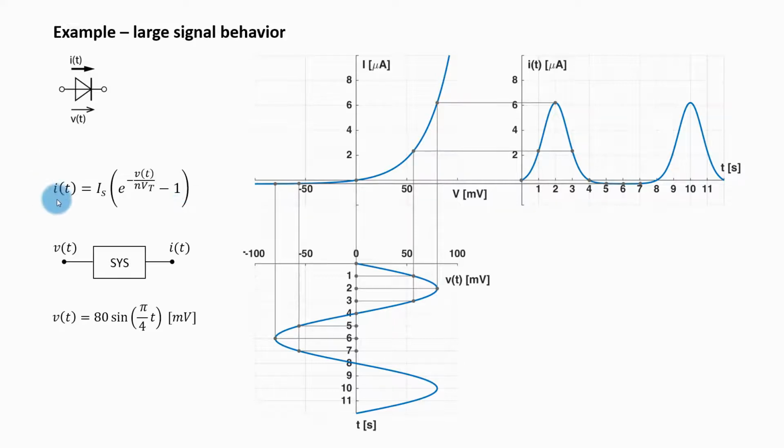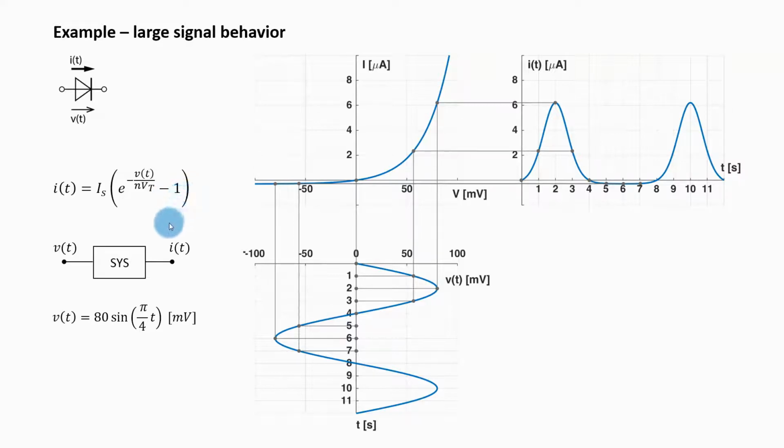And I will consider this description as a system where the input is the voltage and the output is the current. These I sub s, n, and v sub t are just some constants. I sub s is the so-called saturation current, v sub t is the so-called thermal voltage, and n is the so-called ideality factor. Obviously, this is a nonlinear system. This exponential is definitely not a linear operation, and nor is this addition of a constant.